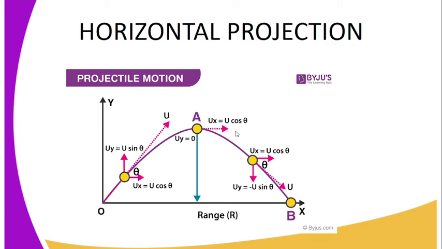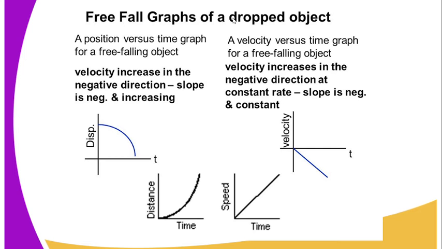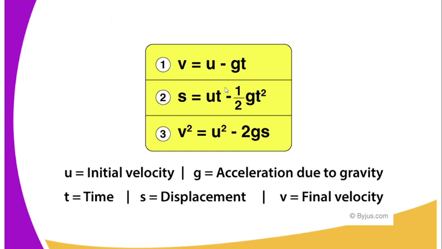Taking s, which is the displacement, equal to ut + 1/2 at². u is equal to u and a is 0. Therefore, we are going to have the range. As you can see there, the range, the distance between O and X, is equal to ut. That's how you find the range. Range is equal to ut.